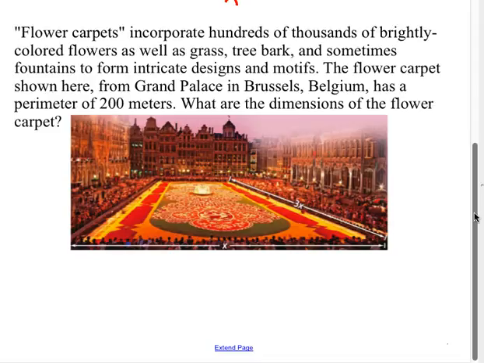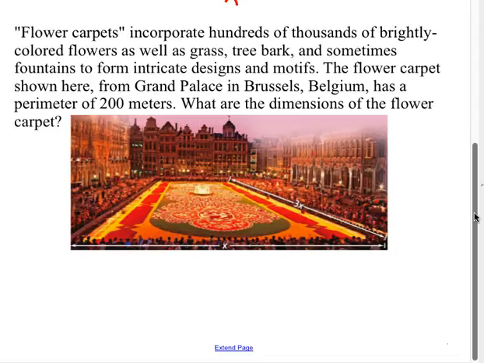So for example, flower carpets incorporate hundreds of thousands of brightly colored flowers as well as grass, tree bark, and sometimes fountains to form intricate designs and motifs. The flower carpet shown here from Grand Palace in Brussels, Belgium, has a perimeter of 200 meters. What are the dimensions of the flower carpet?